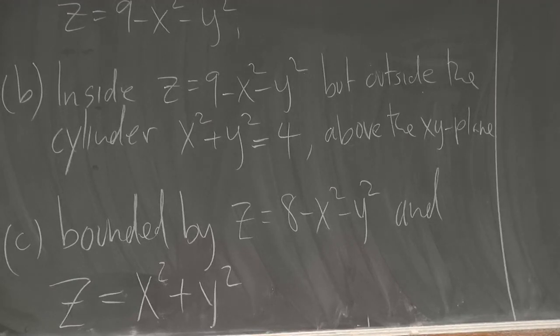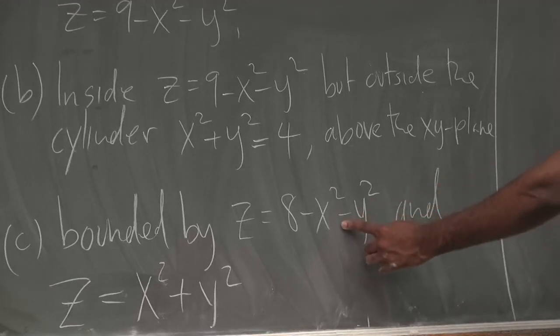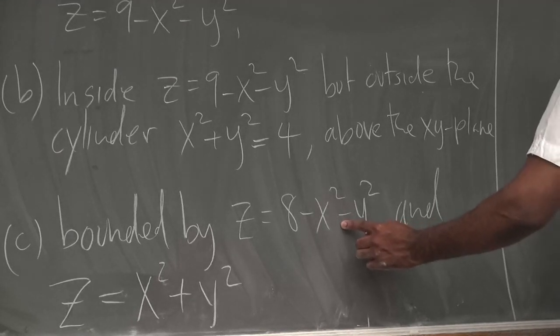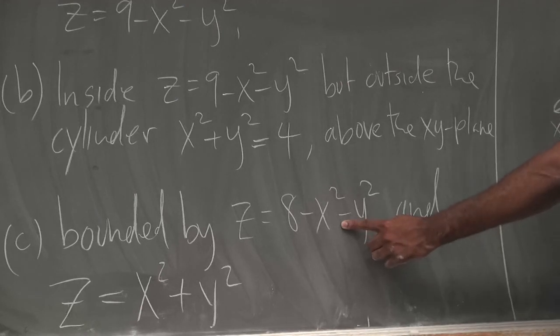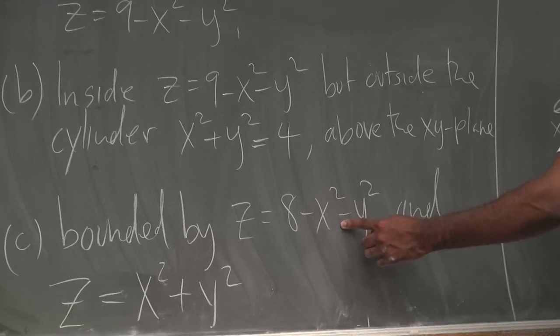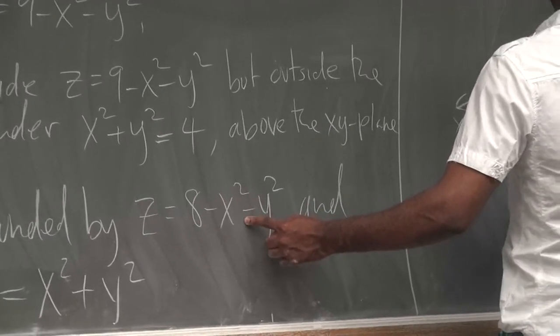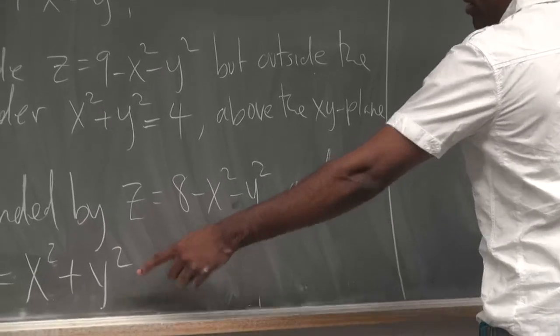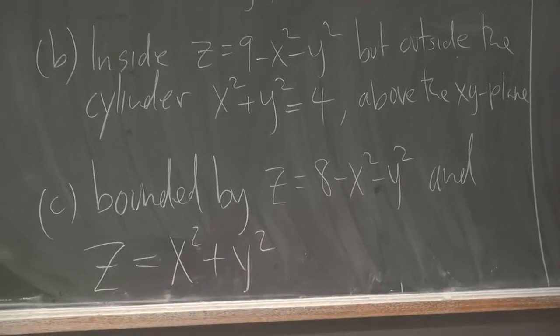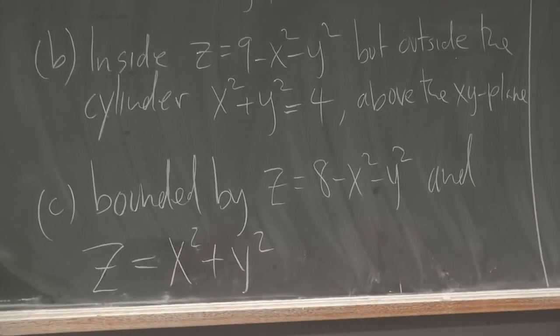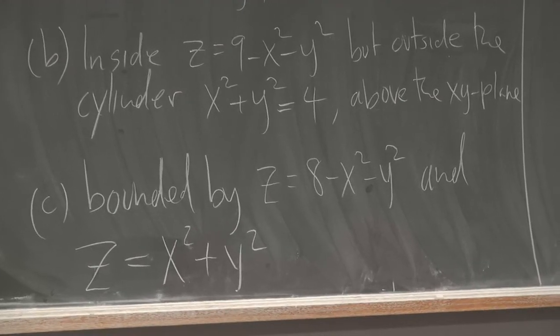Okay, so again, that's the upside down parabola. This one's an upside down paraboloid. And the other one's a cylinder, but it doesn't give us a radius. So this goes down like that, and it starts at 8, right? That's another problem. That's another parabola, but that one opens up. Right, right.